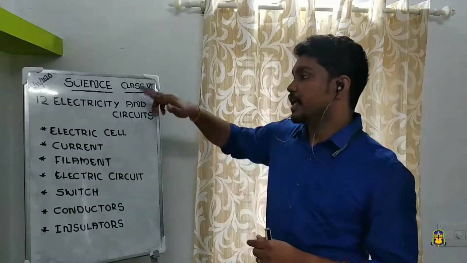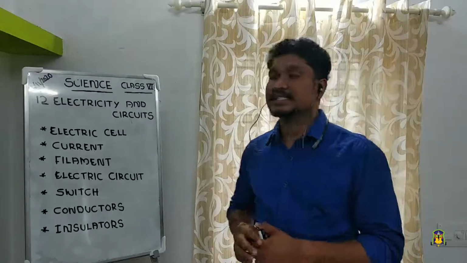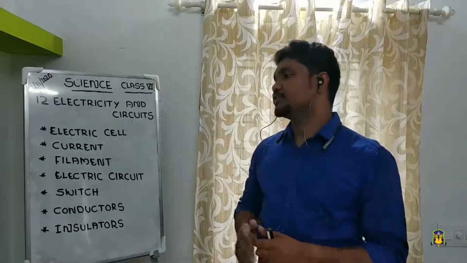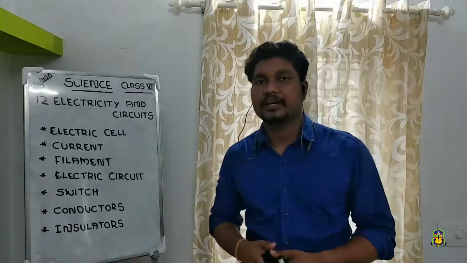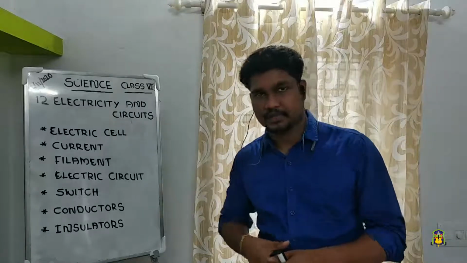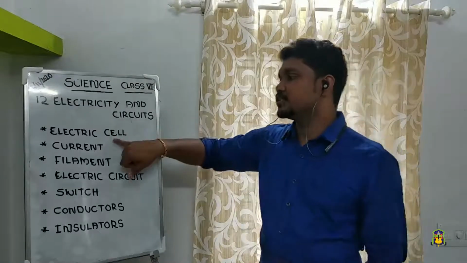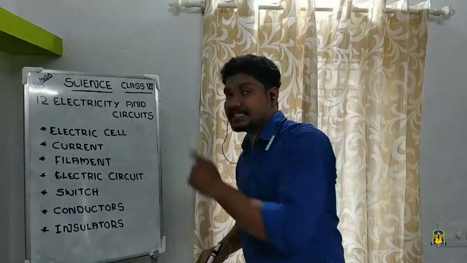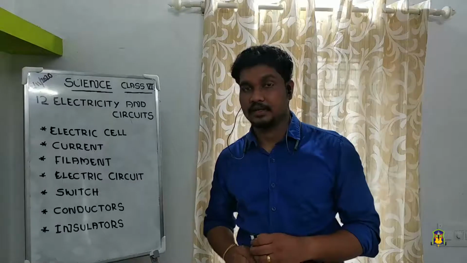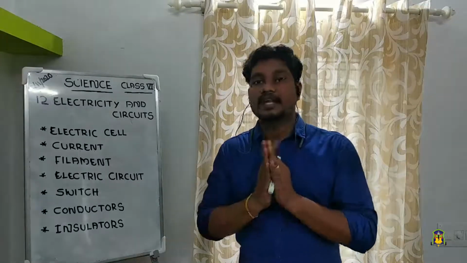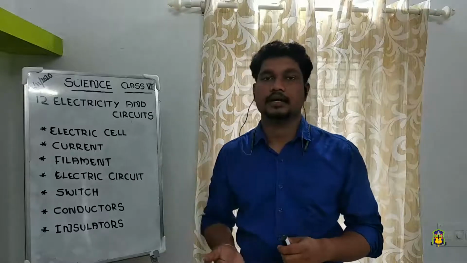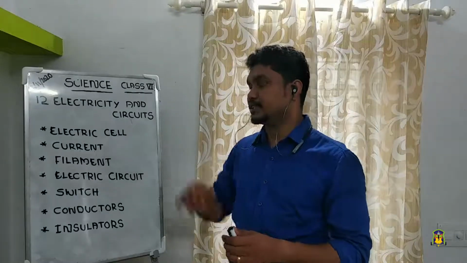Clear? So the name of the chapter is electricity and circuits, and all the points are written on the board, and one by one I will explain all the topics. Clear? So the first one is the electric cell. You are familiar with this electric cell because we use it in daily life, in the remote, in the toys, everywhere.